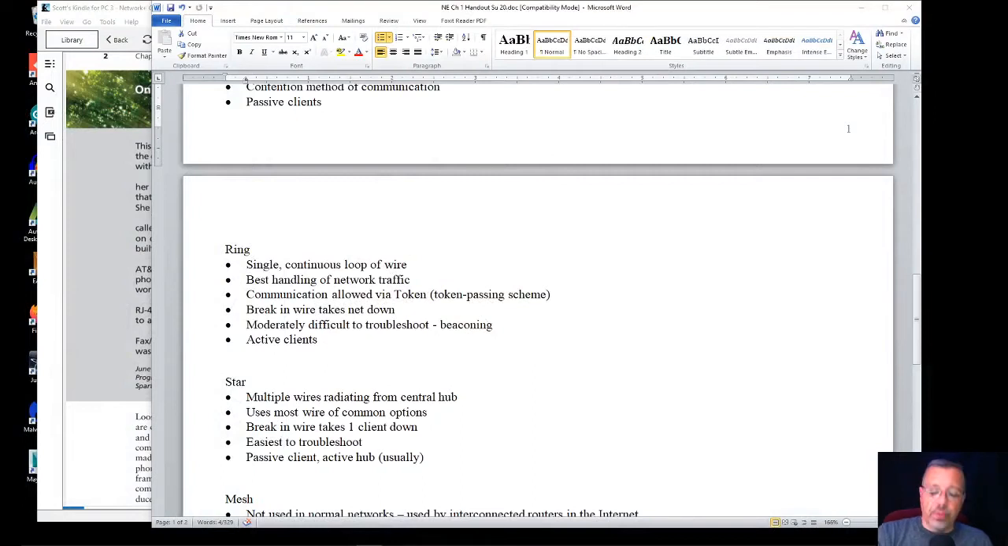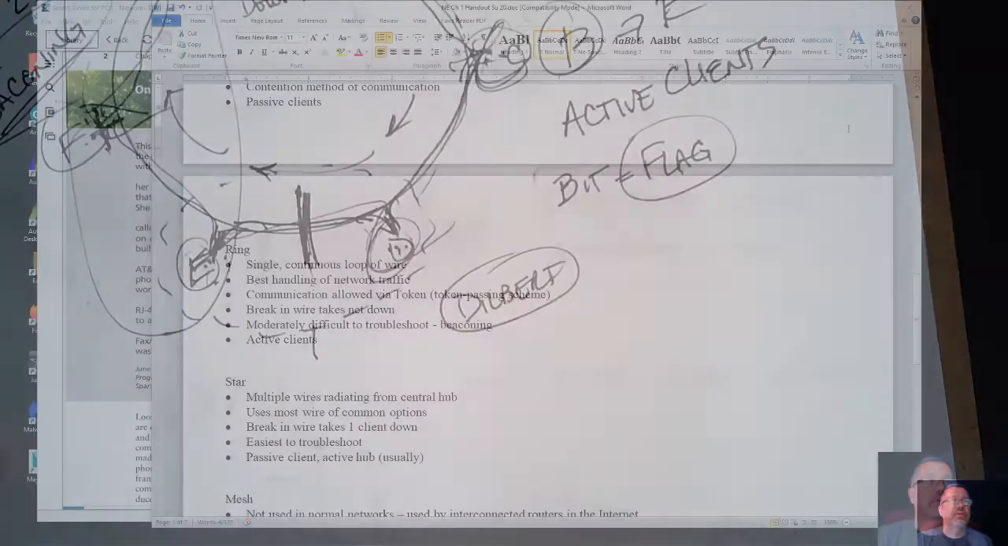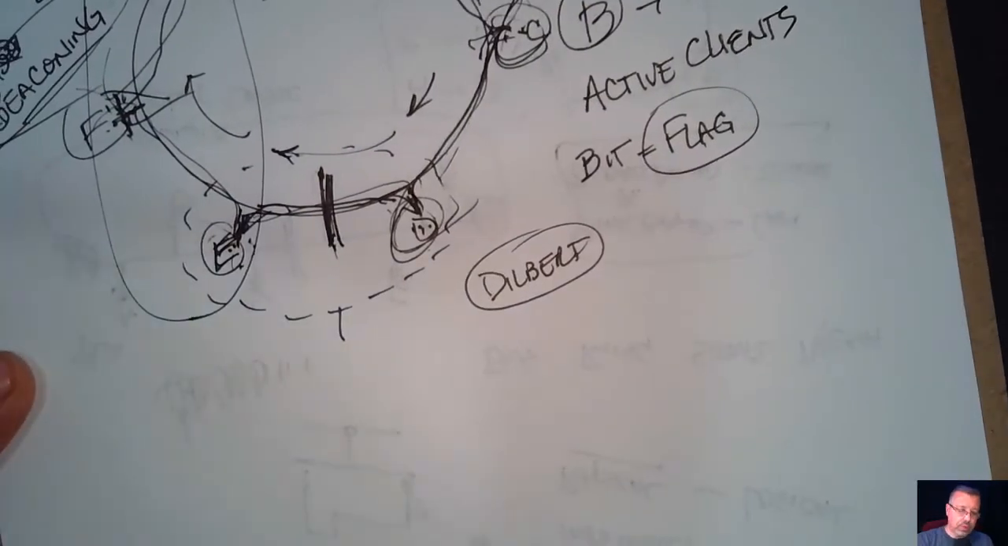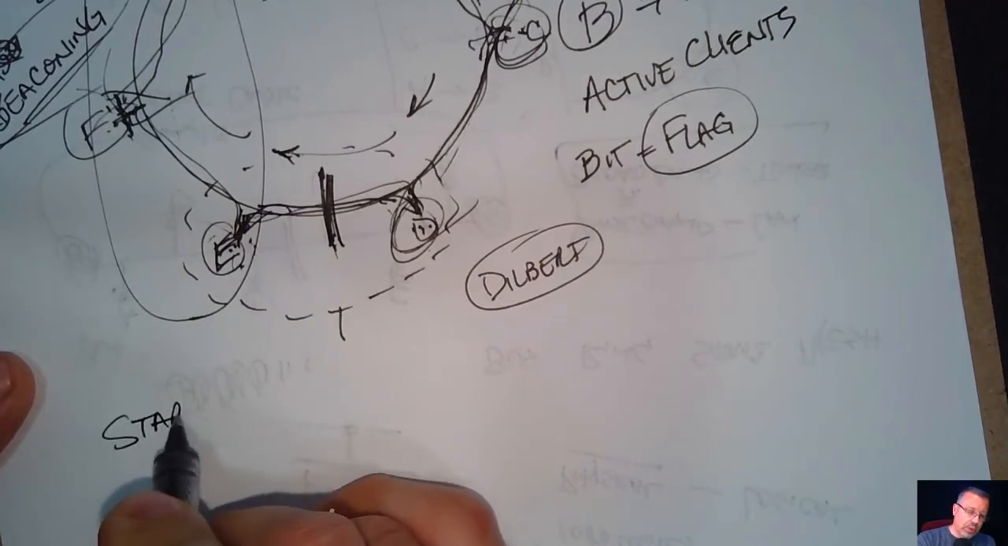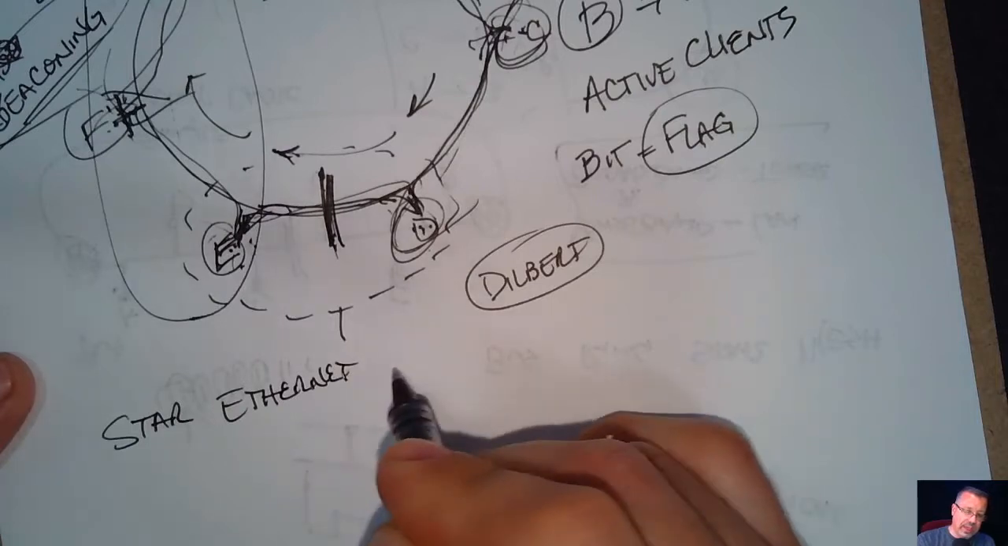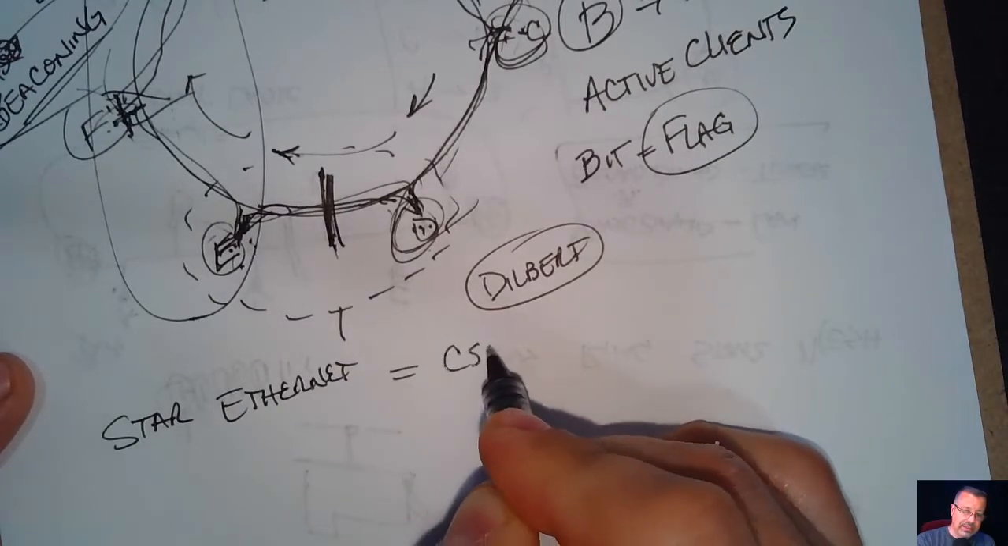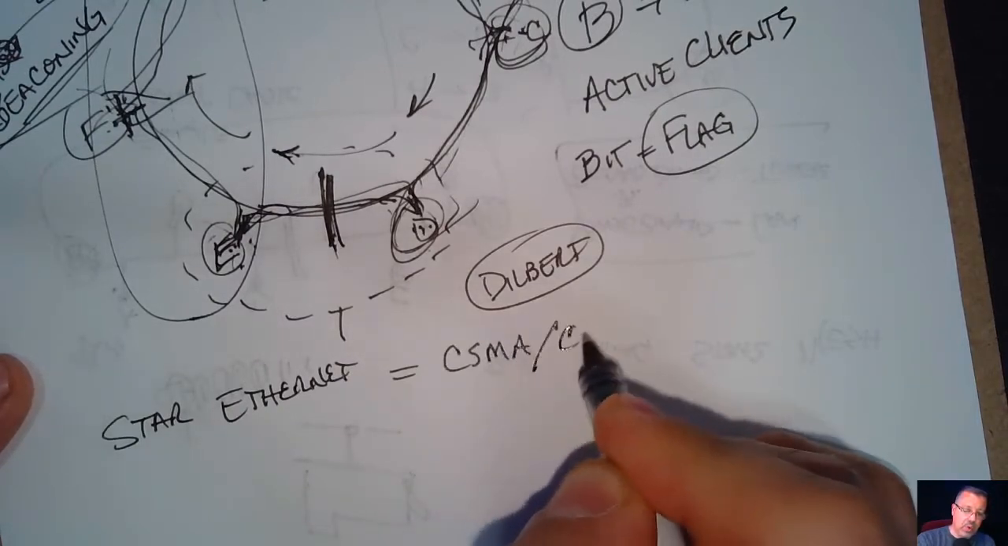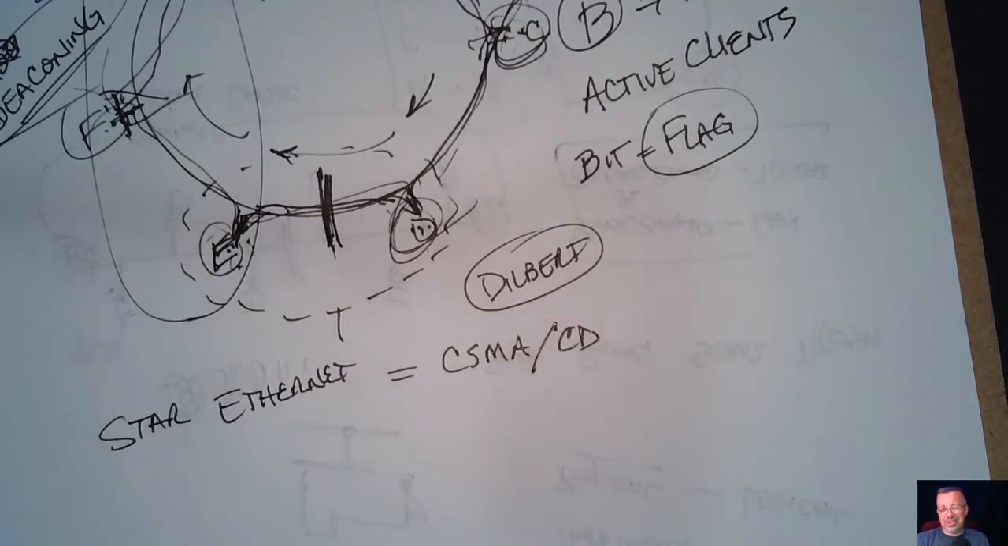All right. So the next one, 14 minutes, good. All right, so the next one is star, and I'll flip back over here. So star, and we will always talk about star Ethernet. And whenever we say Ethernet, we know that's CSMA/CD. Oh, carrier sense multiple access with collision detection.